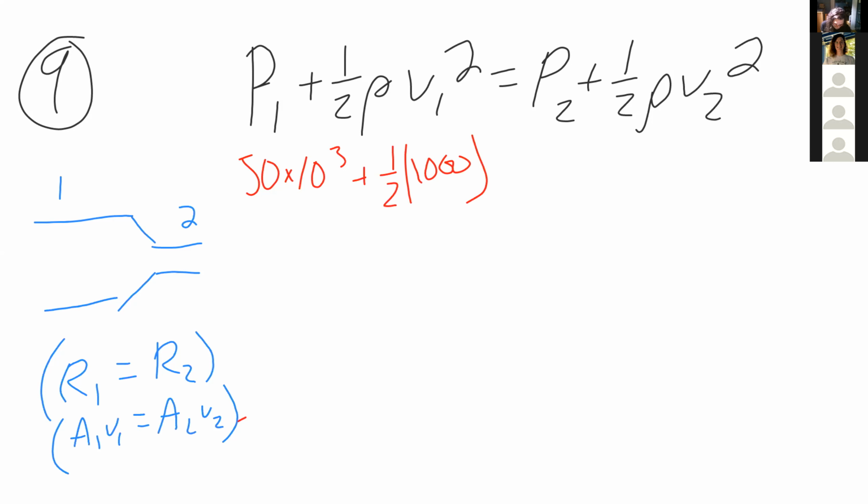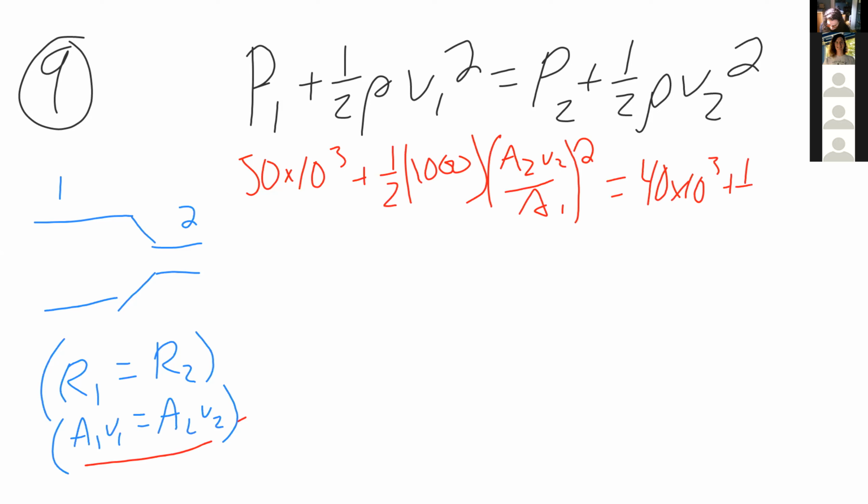So I'm gonna go ahead and replace V1. And in light of this equation, it would be that V1 is A2V2 over A1. So A2V2 over A1, that quantity is going to be squared. Keep in mind that I do have A2 and A1, so I could plug those in. And this will be equal to the pressure in 2, which is 40 kilopascals. So that's 40 times 10 to the third. And then I have plus 1/2 times rho, which is 1,000, times speed 2 squared again.